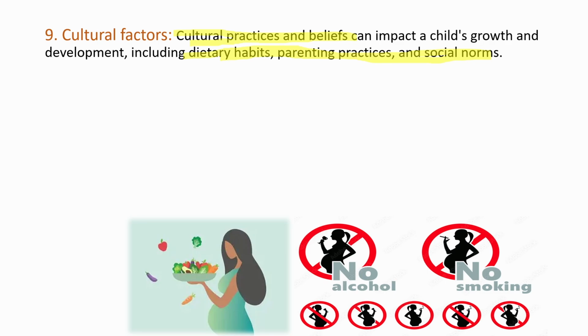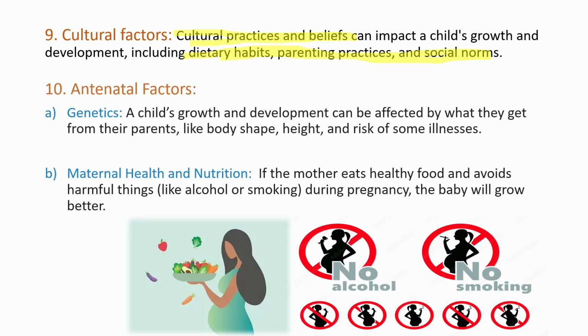Then the 10th factor, that is antenatal factors. Which means factors that affect the baby before birth, and those factors are, again, genetics. So here a baby's growth and development can be affected by the genes that they inherit from their parents. For example, body shape, height, and risk of some illnesses.